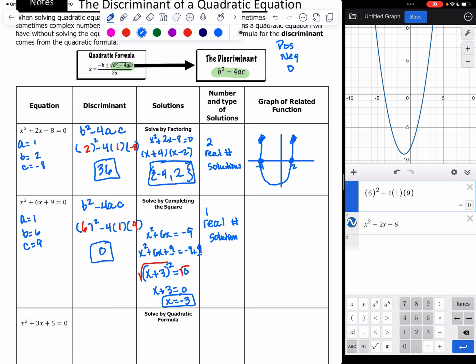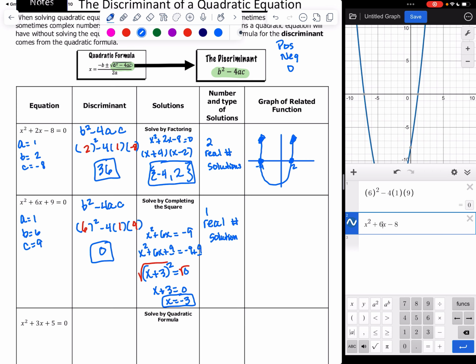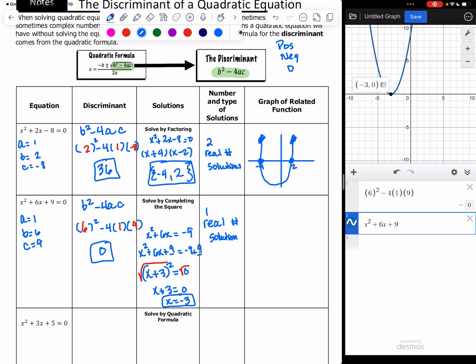Now let's look at what that looks like. Let me change that to a 6 and change that -8 to +9. All right, so here's what I want you to notice. This problem touched the x-axis one time at -3. So again, I'll make a real rough sketch. Here's my 0 at -3. That's the only solution we have, and it opens up.